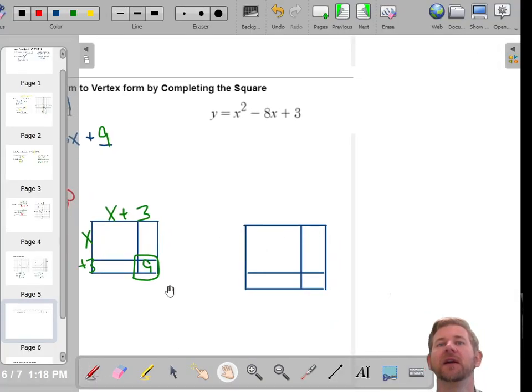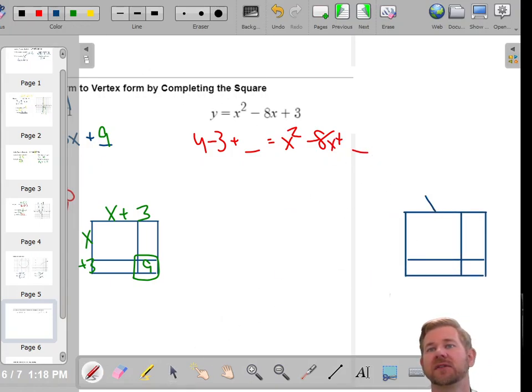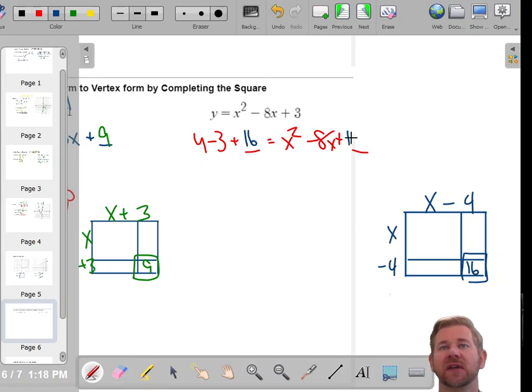Let's do the same thing here. Let's move that 3 over. So y minus 3 and leave your blank. X squared minus 8x plus something. And I'm going to complete the square on the right side. So x minus 4. Okay, half of negative 8 is negative 4. So the corner, 4 by 4, is 16. So I'm going to add 16 to both sides.